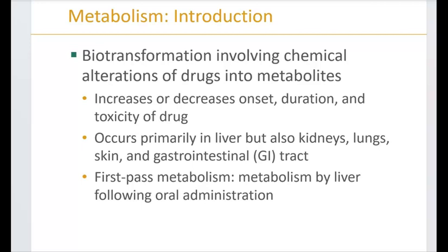Talking about metabolism, your book goes into a little bit more detail, I think, than the Osmosis video did. Metabolism is the biotransformation involving chemical alterations of the drugs into their metabolites. This typically occurs in the liver, but there's also some metabolism in the kidneys, lungs, skin, and the GI tract. First pass metabolism is a very important concept to understand. Most drugs given orally will go to the liver and be metabolized, and oftentimes this can have a negative effect on how much is then available for distribution to the body.